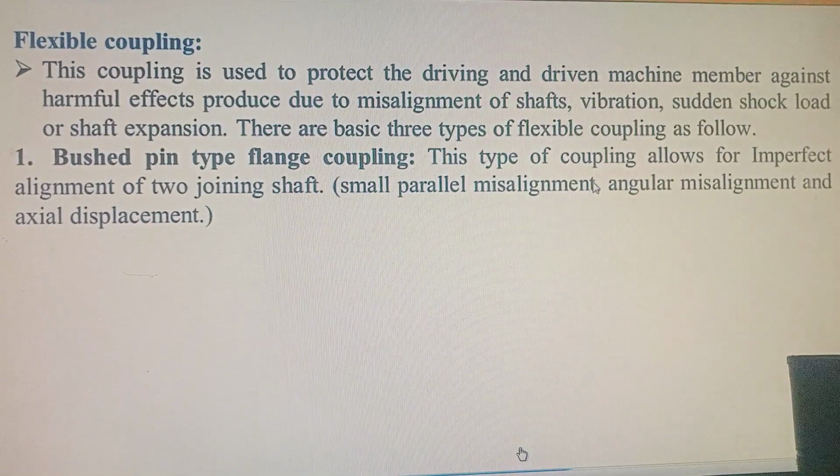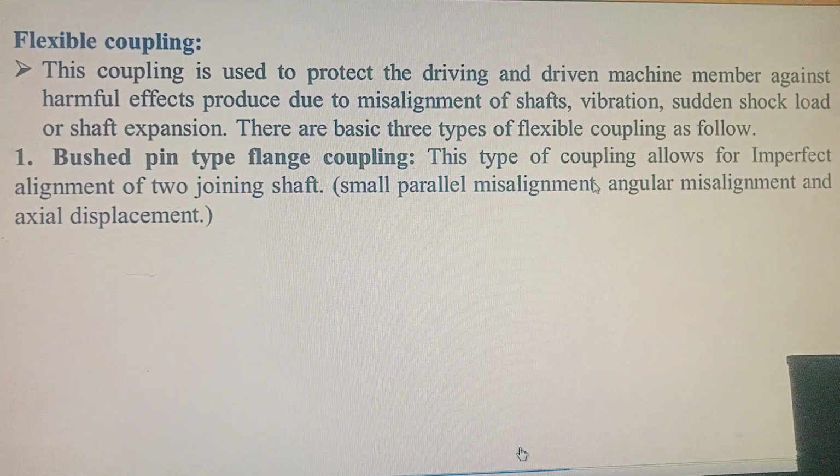The second type of coupling is flexible coupling. This coupling is used to protect the driving and driven member against harmful effects produced due to misalignment of shafts and vibration, sudden shock load or shaft expansions. There are basic three types of flexible couplings as follows.